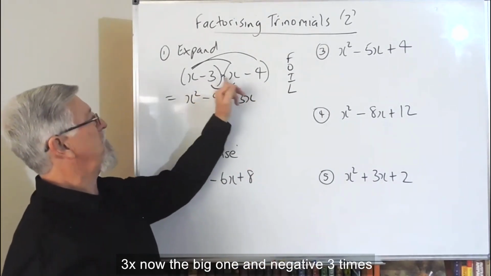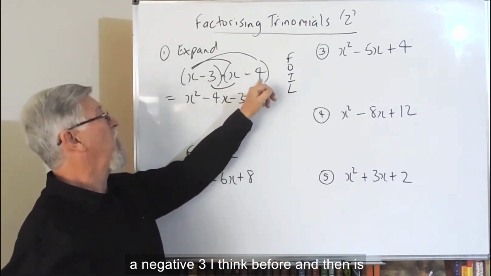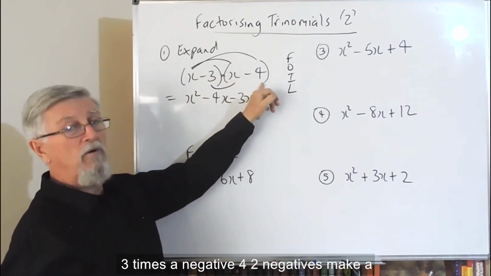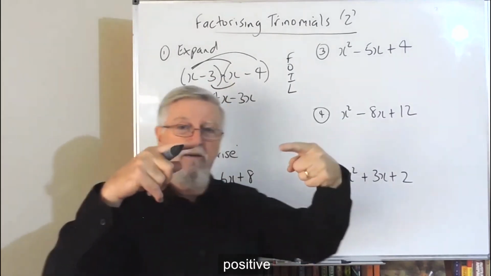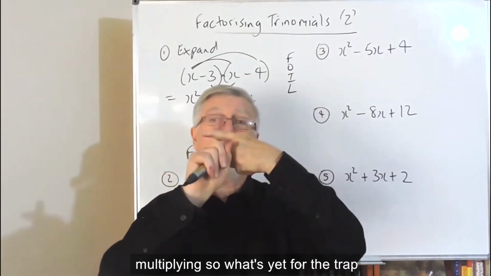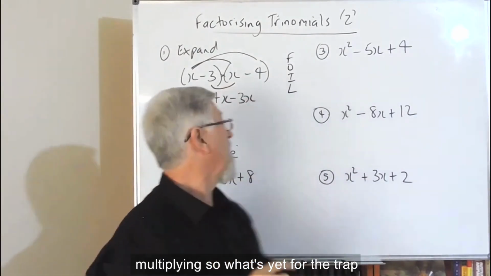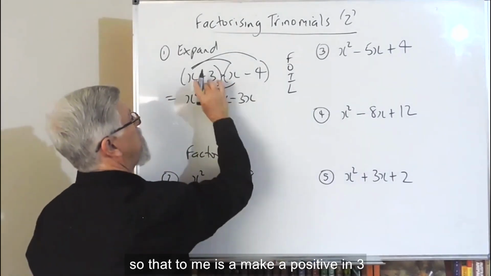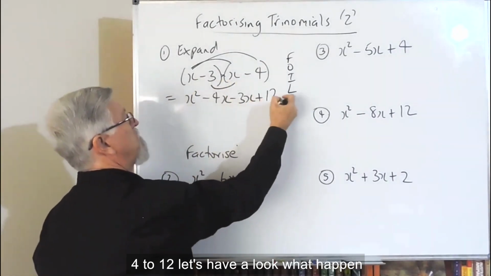A negative 3 times a negative 4. Two negatives make a positive. So you always get that problem. Two negatives make a positive when you're multiplying. So watch out for the trap. So those two negatives make a positive, and 3 4s are 12.